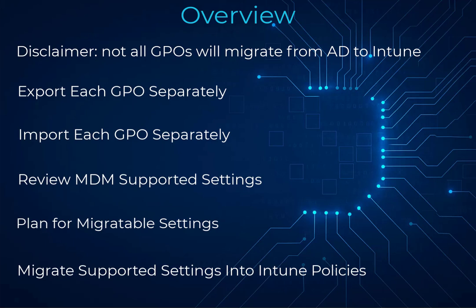The scope that falls beyond this video is mitigating anything that wouldn't import. This video just focuses on importing from Active Directory to Intune for group policy. But it's worth mentioning that it's not a complete process. You will still have to plan for anything that doesn't migrate and accommodate for that. So let's jump right into it.